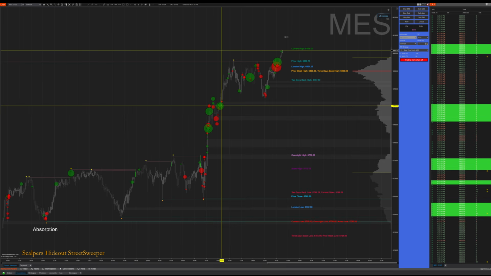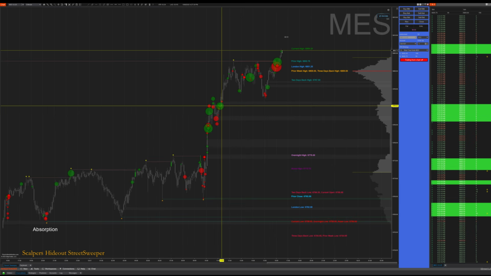So as price came down and it ran into that imbalance, and it started to break that prior candle's swing from before it, it created those bubbles, which were heavy selling, and price just couldn't move any further down from there. And so what happened? Price turned around and went upwards in the other direction.